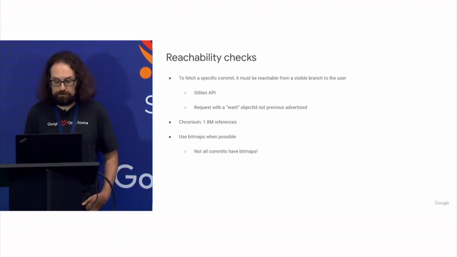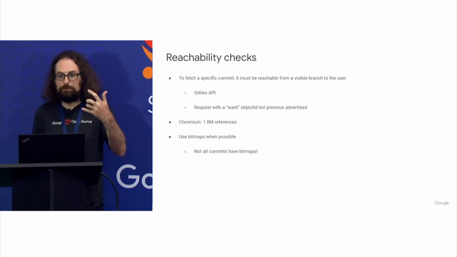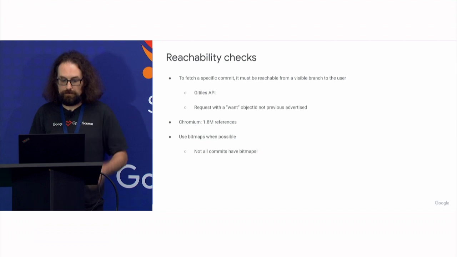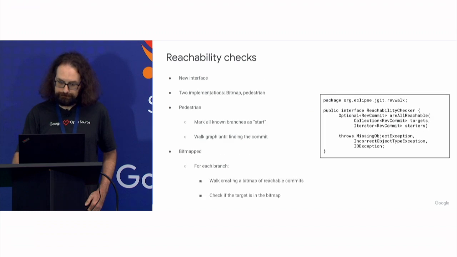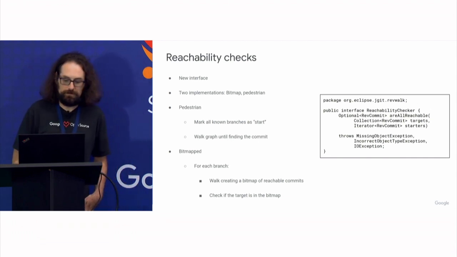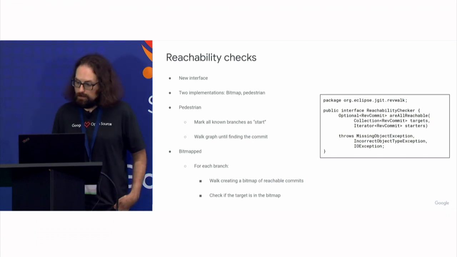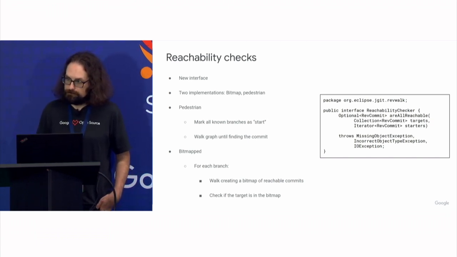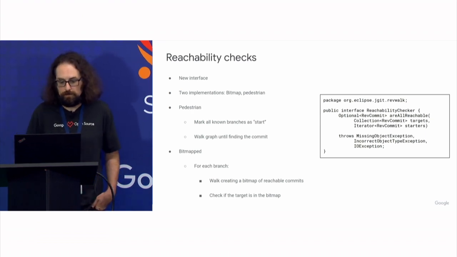So the idea here was to use bitmaps as much as possible. Bitmap means once you have the bitmap of a commit, you know anything that is reachable from it. Of course, the caveat here is that not all commits have bitmaps. But we already have bitmaps implemented, we just need to use them in more places. So what we did is extract this interface, the reachability checker interface. It will choose, based on the repository, if you want a pedestrian walk or a bitmap walk.